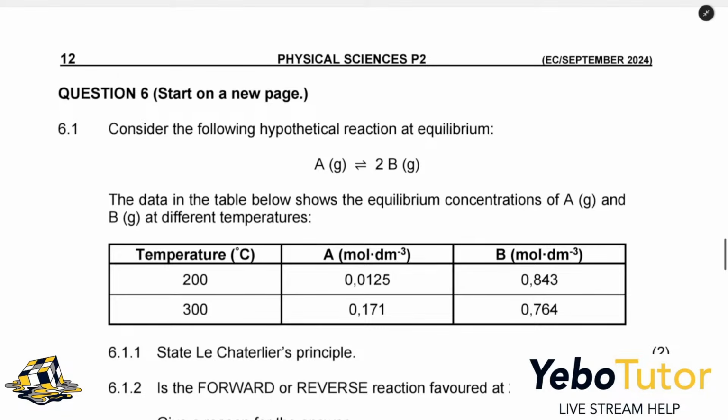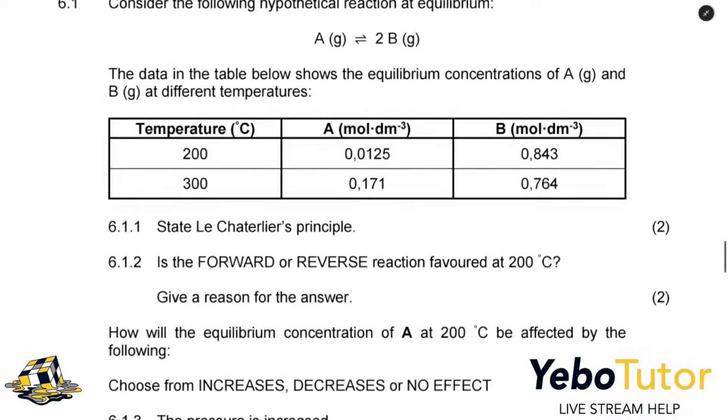Consider the following hypothetical reaction at equilibrium. Okay, we can see that it's reversible. These are the two temperatures. Now state Le Chatelier's principle. Guys, Le Chatelier's principle is going to be asked in your test on Monday, whether we like it or not. That is going to be asked. You need to know how to define that. And how do we define that?